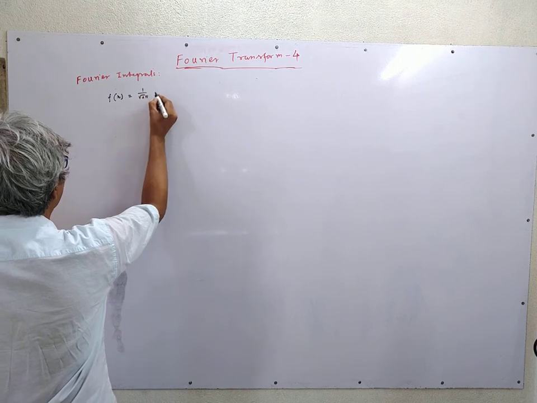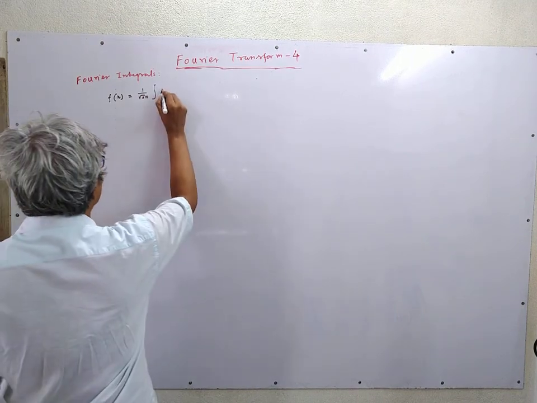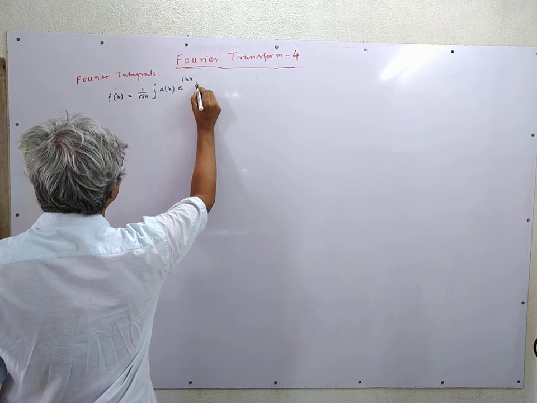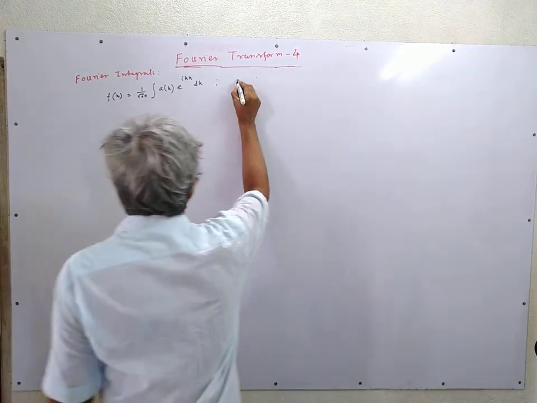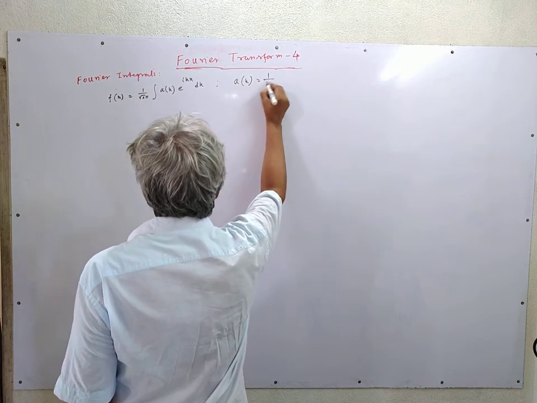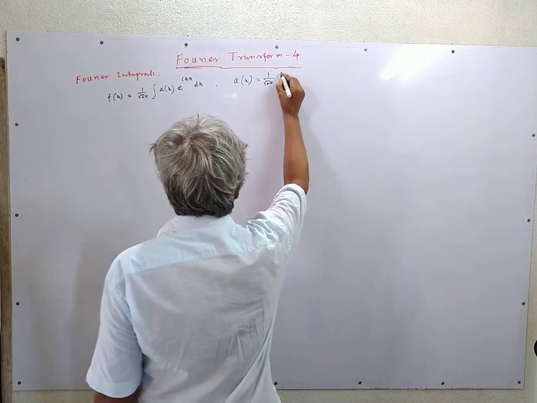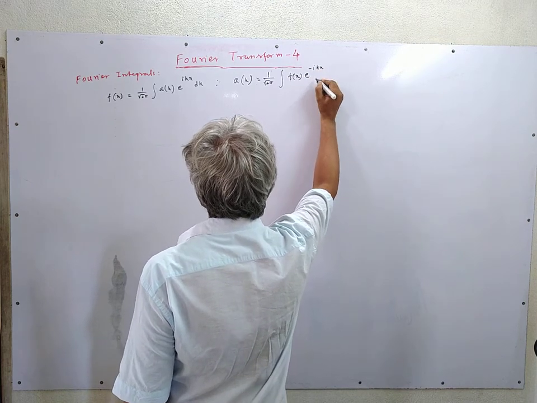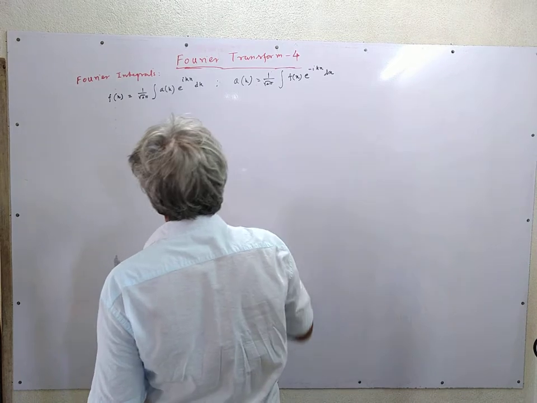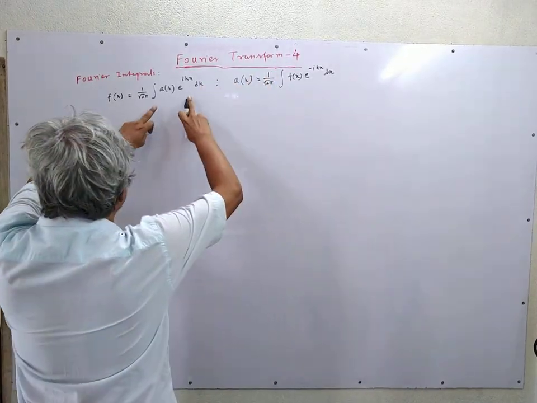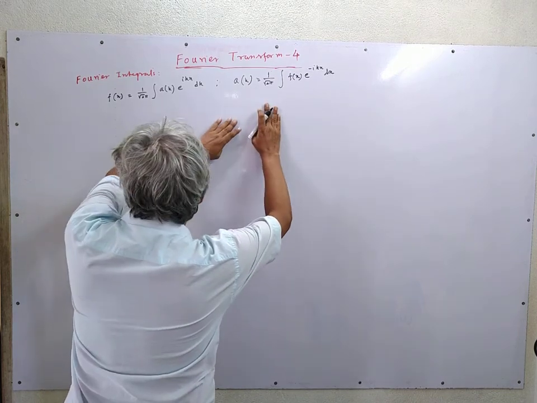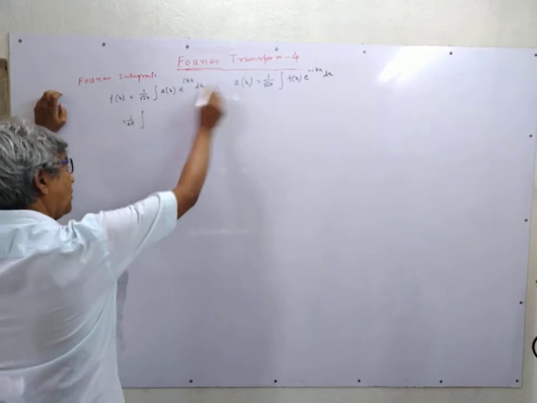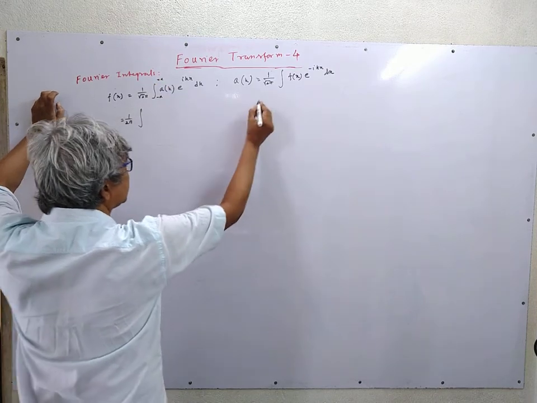1 upon root 2 pi summation or integration over this dk, where ak is written as dx. Now if we replace ak by this definition over here, then we must write it as 1 upon 2 pi integration. All the integrations are from minus infinity to plus infinity.